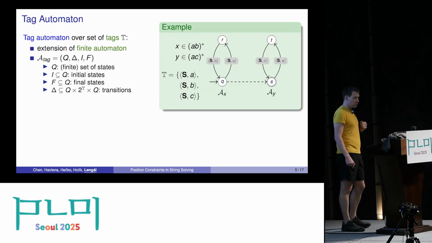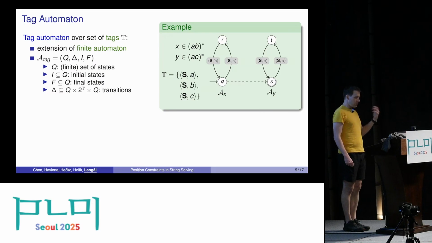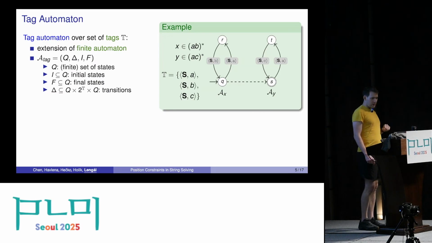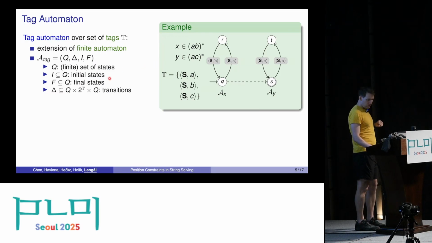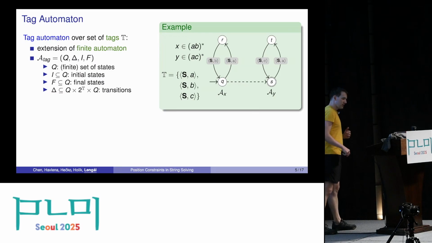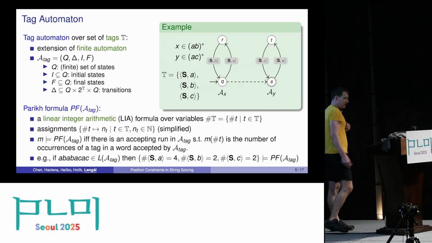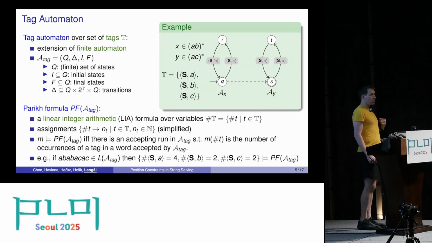This looks very similar to a finite automaton, and we will be constructing these tag automata from finite automata just by taking the finite automata and putting there some special tags. In this case, we take an automaton for the language of a variable x, and an automaton for the language of variable y. We are connecting them together. By this dashed line, I'm expressing something like an epsilon transition, which is just encoded as a transition where the set of tags is empty. And with this automaton, we will construct its Parikh formula.